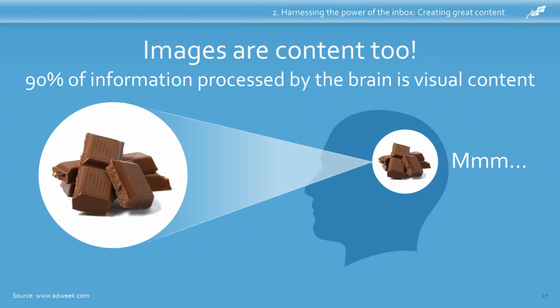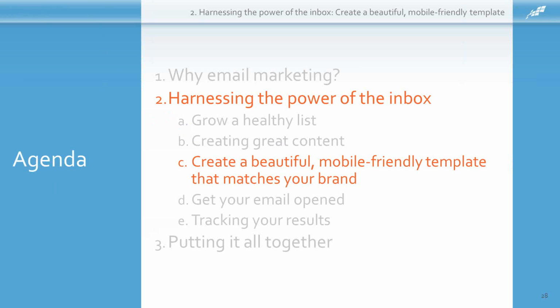Again, images are content too. So 90% of information processed by the brain is visual content. All right, let me check the time here because I may be running out of time.